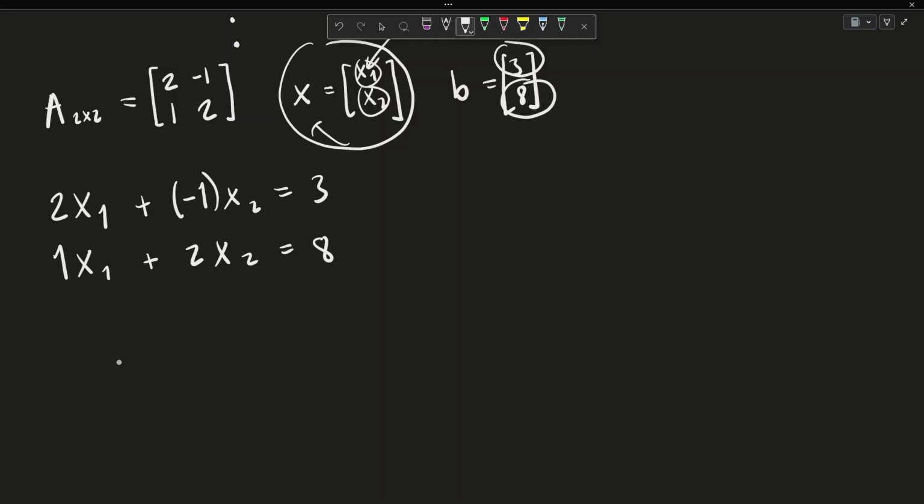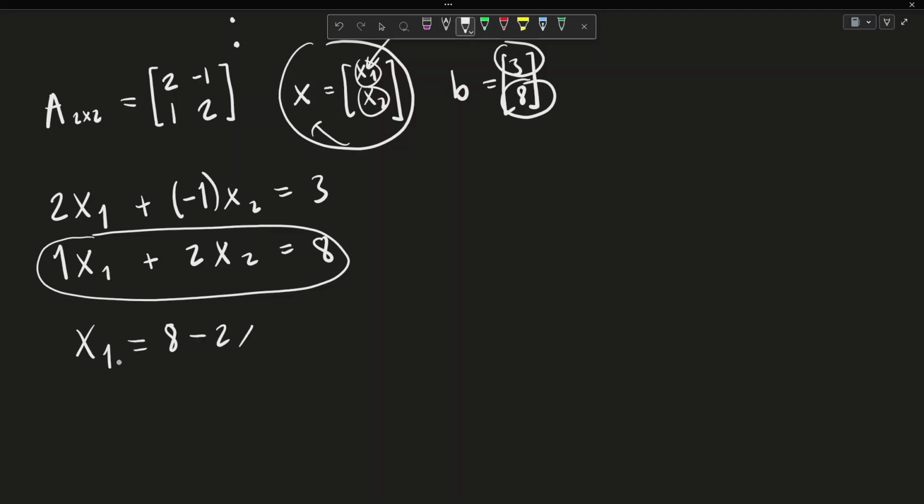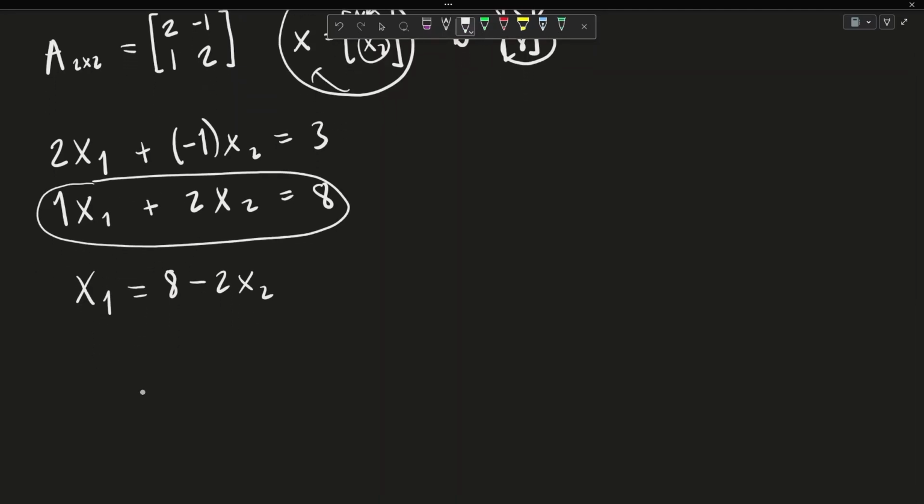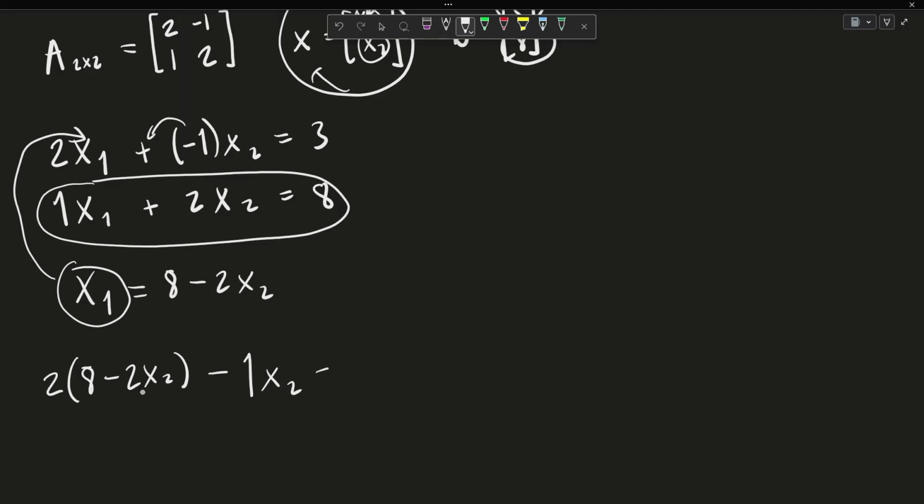And so in this case, what we can do is we can rearrange for x1. So let's take this second equation and rearrange for x1. So we'd find that x1 equals 8 minus 2x2 by subtracting 2x2 from both sides. We can then take this value for x1 and substitute it back into the first equation. So we'd have 2 times 8 minus 2x2 minus, so we'll just distribute the negative out here. So we have minus 1x2 equals 3.